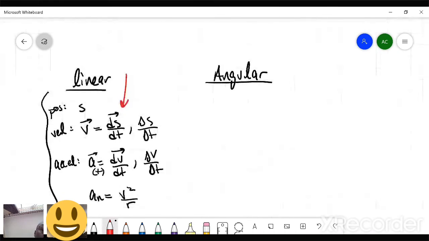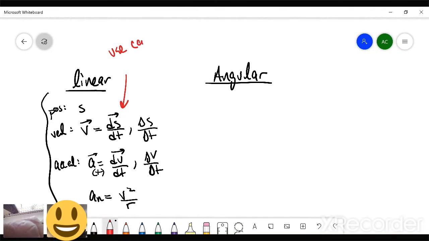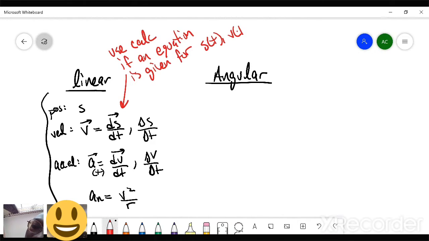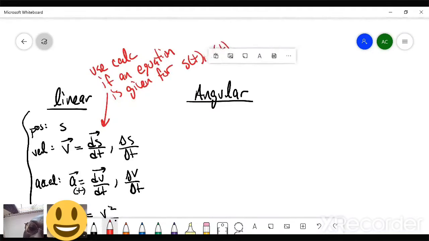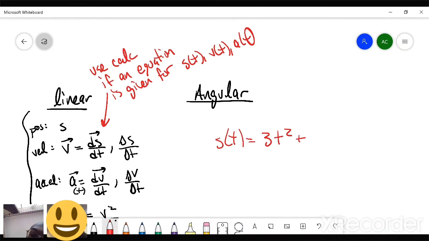For this, you use the derivative, use calculus, if an equation is given, if an actual position equation is given. Now you can do it for position, velocity, or acceleration. So if they give you an equation for either of those, you got to use calculus. So if she says the function is given as s(t) equals 3t squared plus 4, what's the velocity and acceleration? Then you got to be able to use this and do your derivatives.